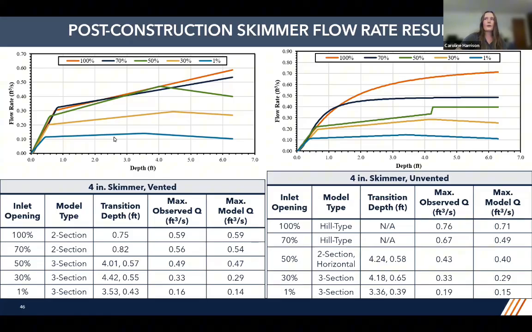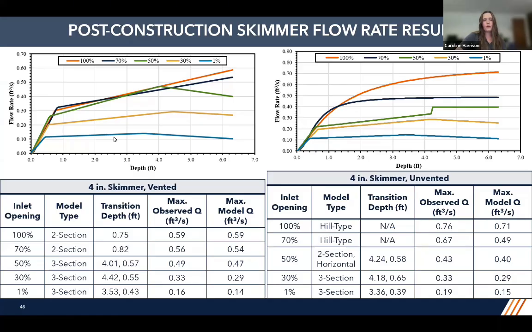And again, our unvented configuration flowed faster than our vented configuration. Our maximum observed flow rate here was close to 0.8 CFS, whereas our max observed flow rate for our vented configuration was closer to 0.6 CFS.